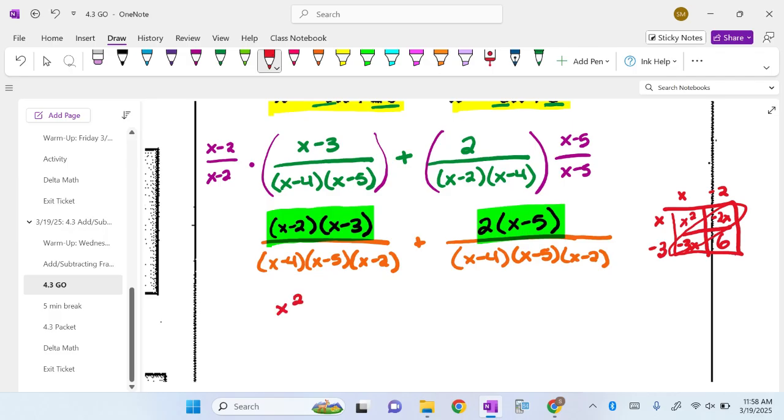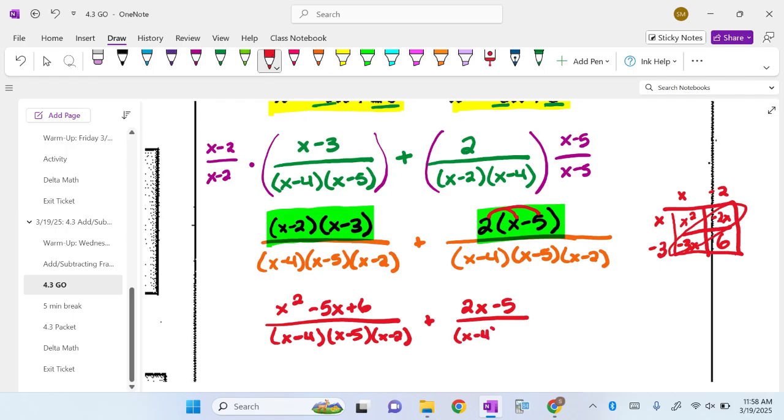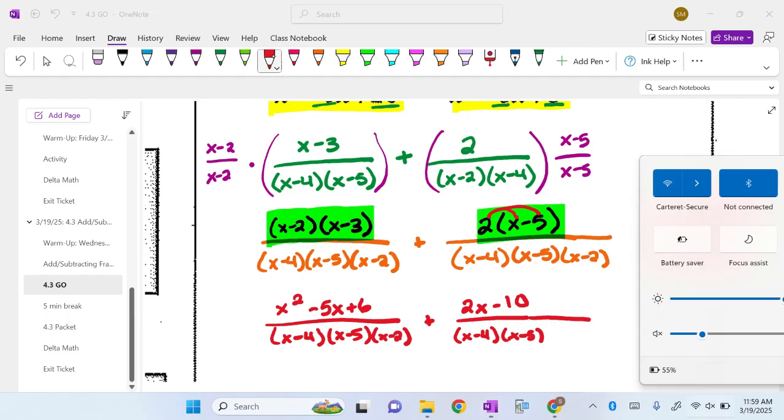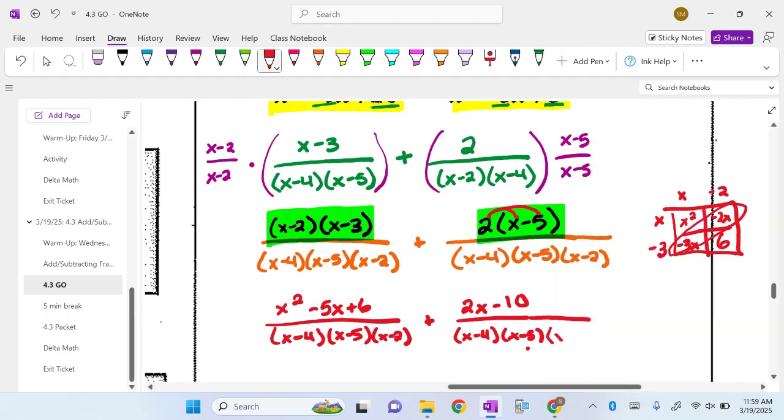And then when we pull it out of the box and combine like terms, I end up with x squared, negative 3x minus 2x is negative 5x plus 6, all over x minus 4, x minus 5, x minus 2, plus, boom, boom, we just distribute 2x minus 5 all over all that mess. Not minus 5, it's minus 10. I could see the look on your faces that I screwed up.